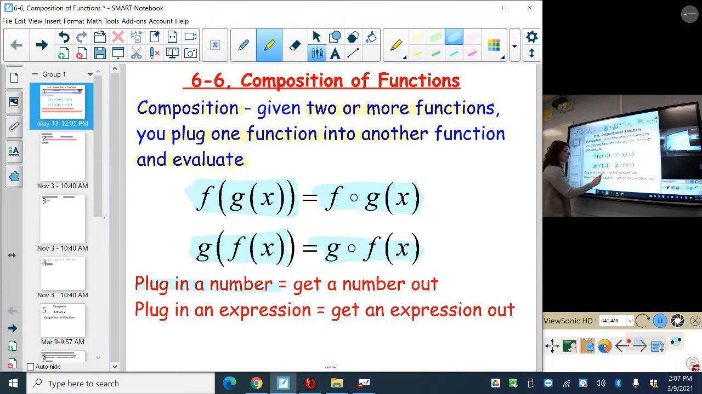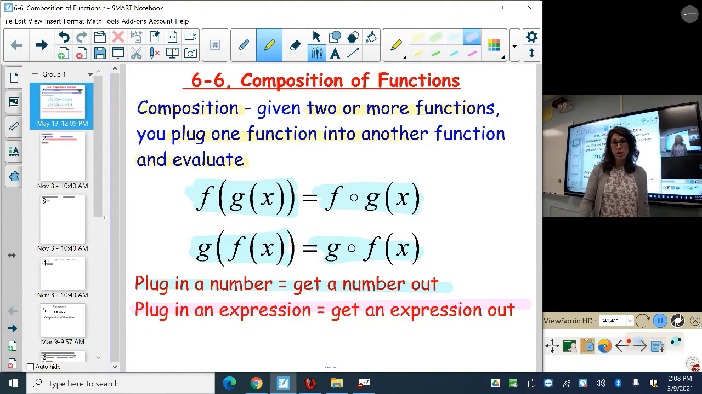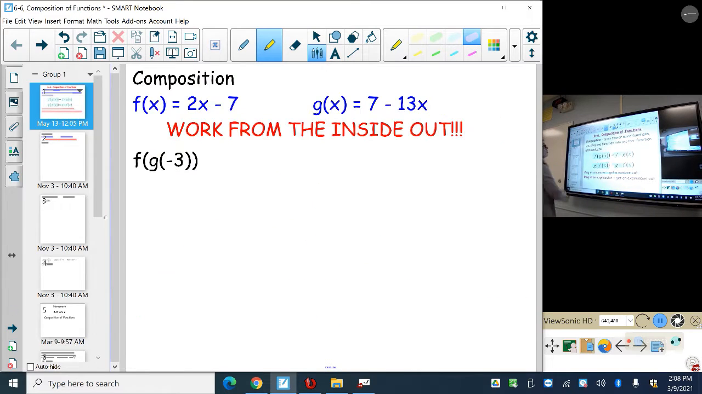When you plug in a number, you are going to get out a number. When you plug in an expression, you are going to get out an expression. So if I plug in a singular number, I will calculate a singular number out. If I plug in an expression with a variable, I will more than 90% of the time have an expression back, okay?